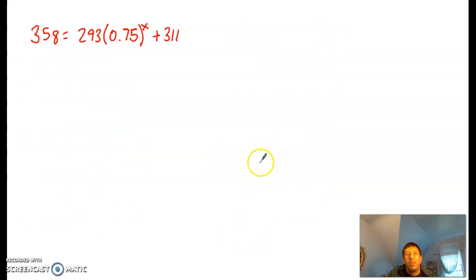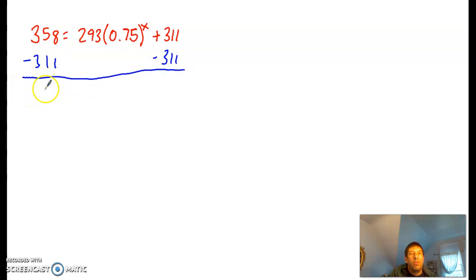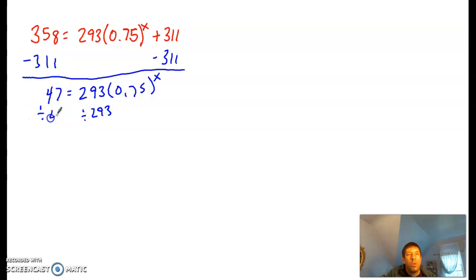So this one will be similar here. We've got our asymptote. So that's the first thing that we need to deal with. So subtract that asymptote. And 358 minus 311 is 47. Now we need to get rid of this 293, so we divide both sides by 293. 47 divided by 293 is about 0.16.